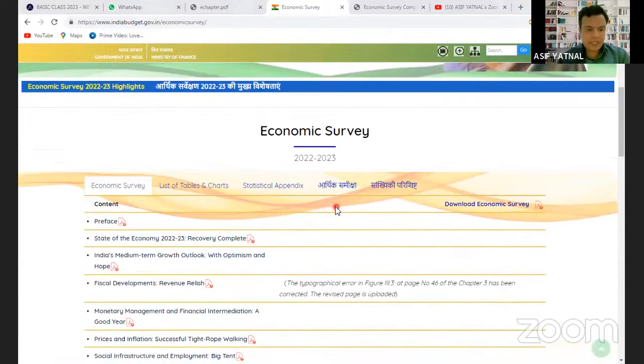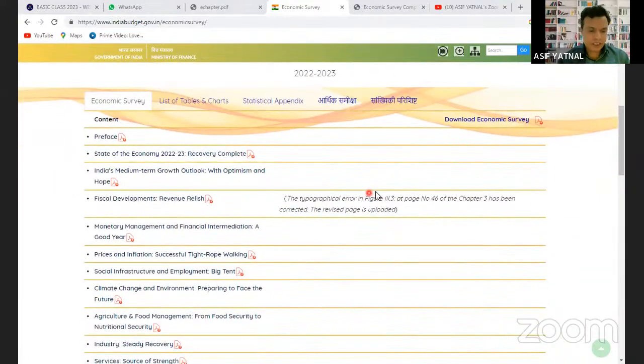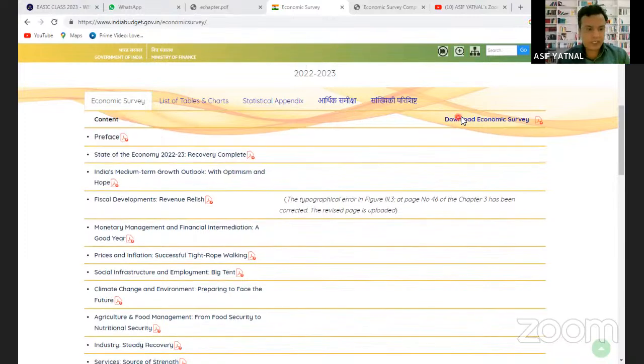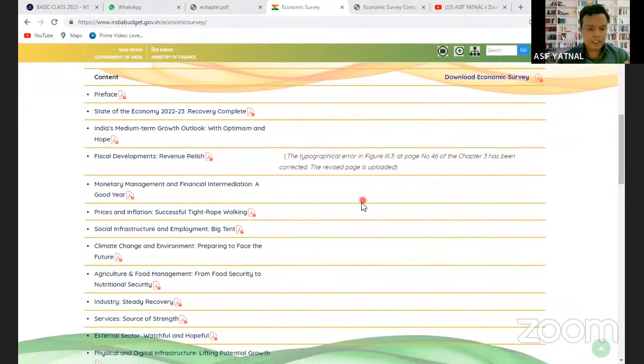Here you can get the PDF of this year's economic survey. पिछले 2-3 सालों से the government was publishing 2 volumes of the economic survey, but I think this year they have published only 1 volume. You can download this here. What are the chapters in this economic survey? Chapters से आपको पता चल जाएगा कि how this is useful for you from the mains exam point of view.